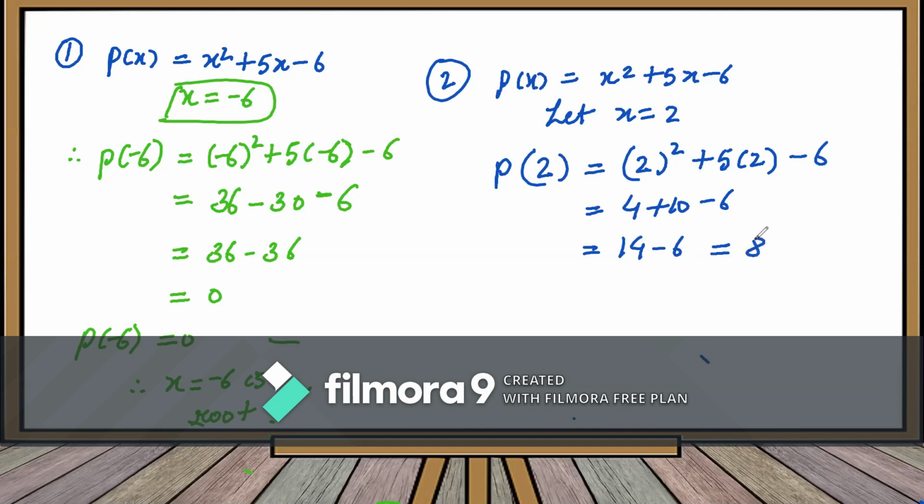So is p of 2 equal to 0? No, p of 2 is not equal to 0. It is equal to 8, which is not equal to 0. Hence, I can say that x equal to 2 is not a solution of the given polynomial, or is not a root of the given quadratic equation. Okay, let's do some more examples.